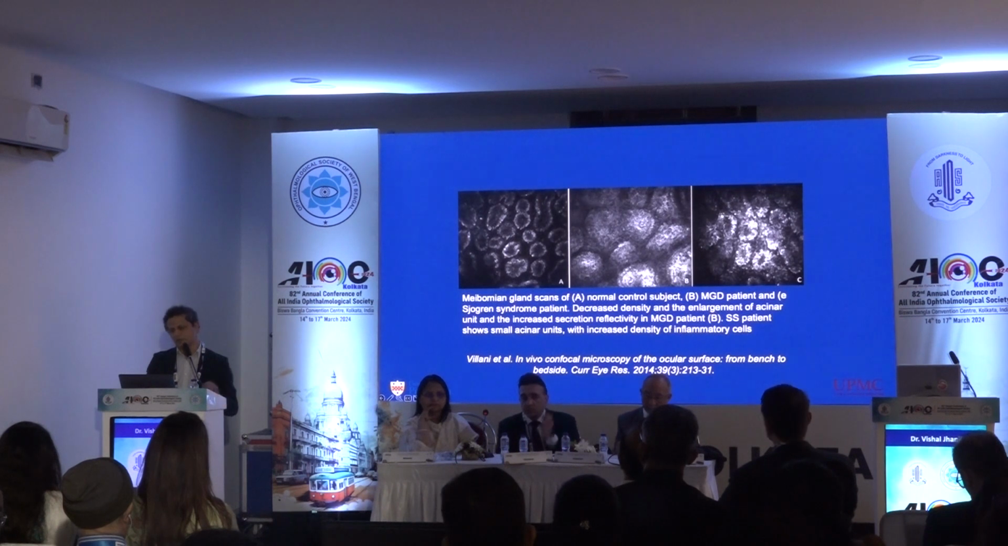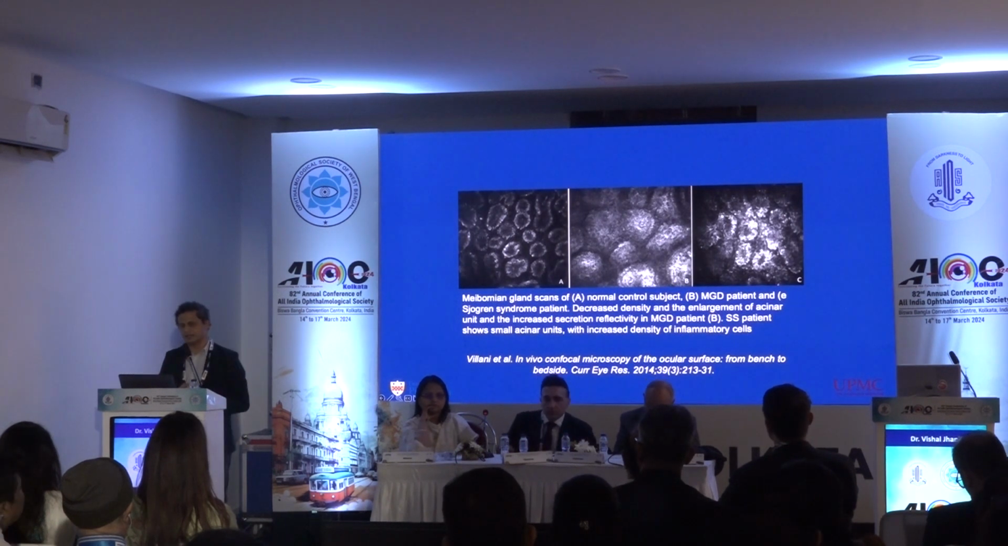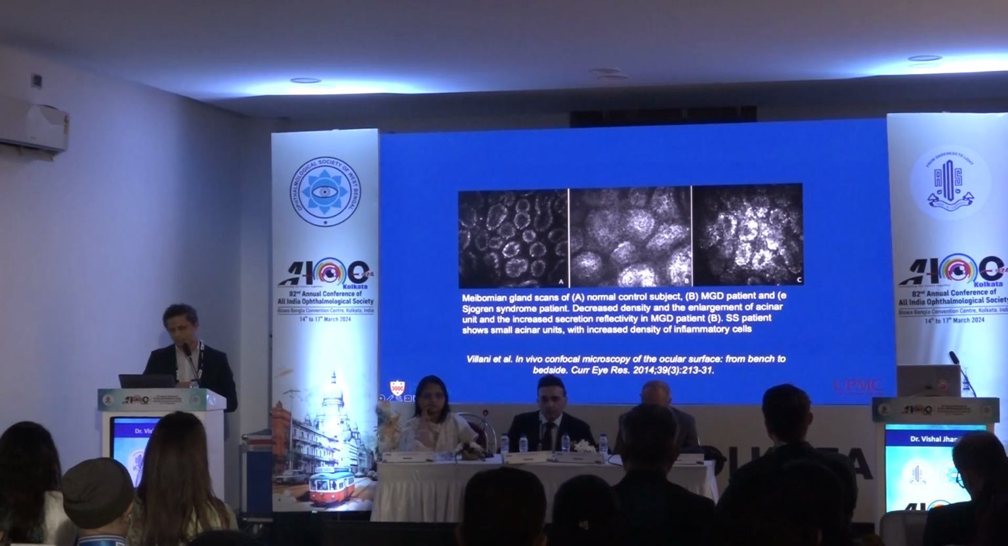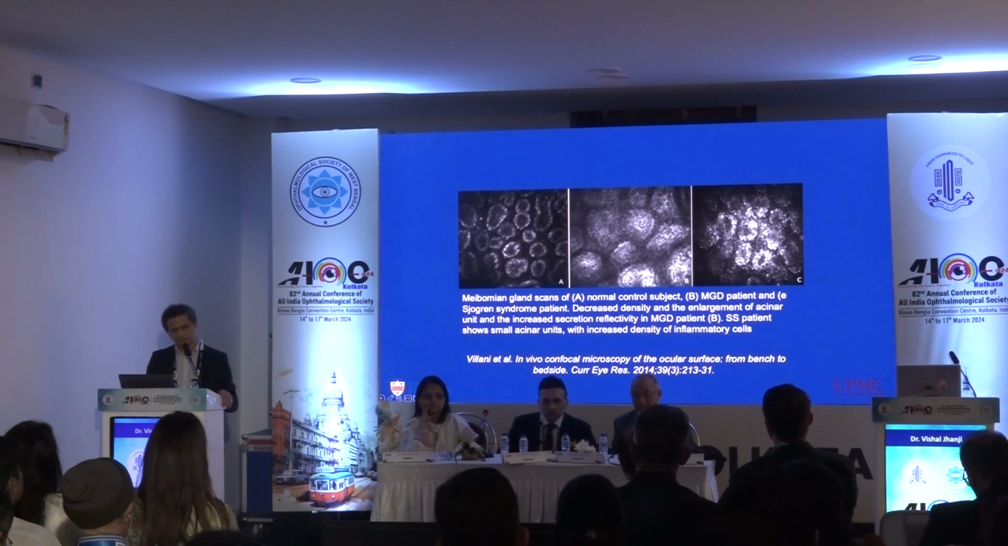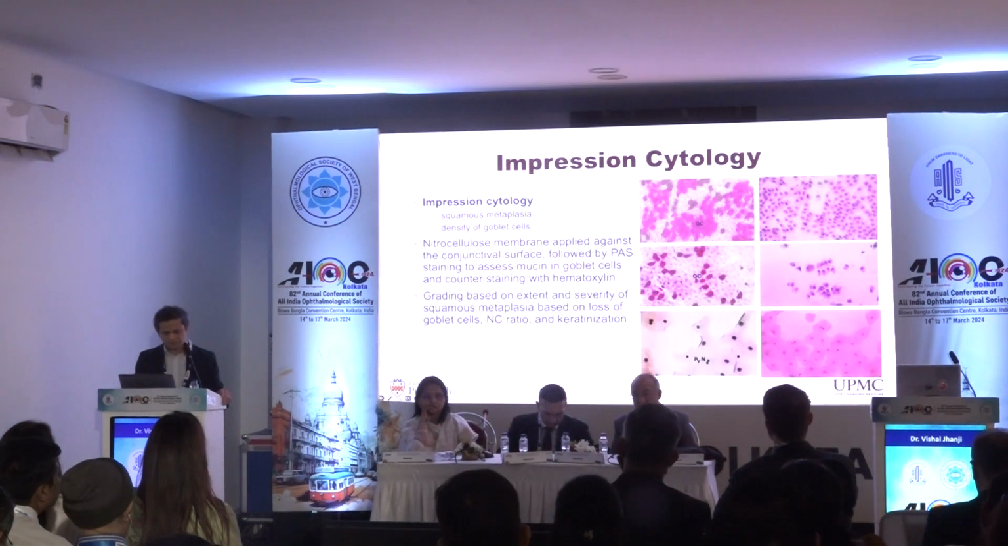You can use confocal microscopy. If you have access to that, it's really useful, especially in patients who have rheumatological dry eye. This is from a normal patient, a patient with dry eye, and a patient with Sjogren's syndrome. You can see the size of the acinar units in patients with Sjogren's syndrome.